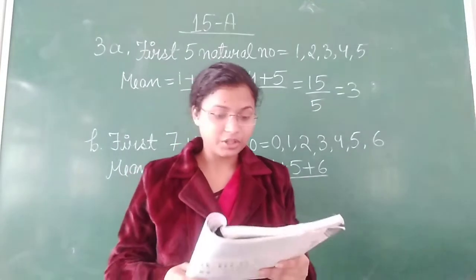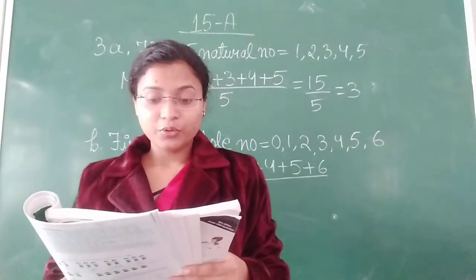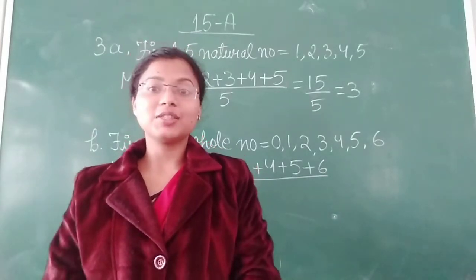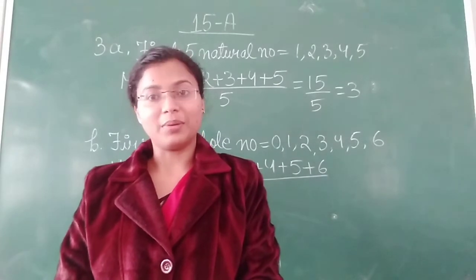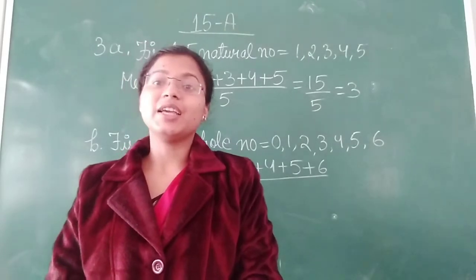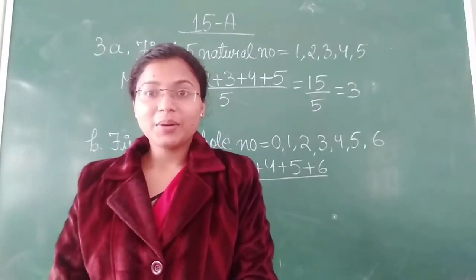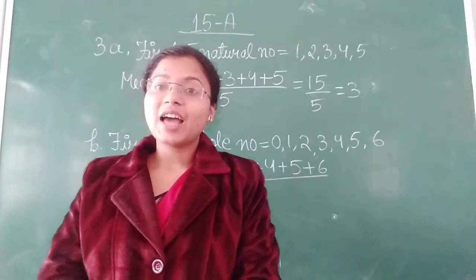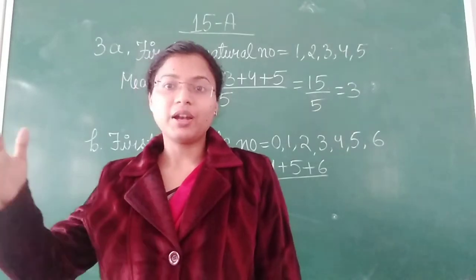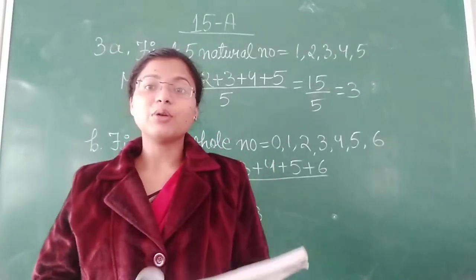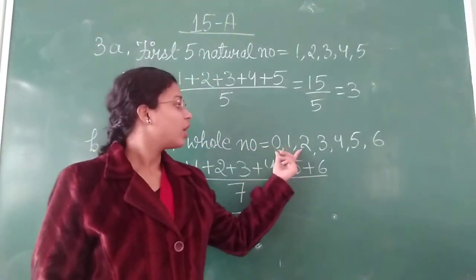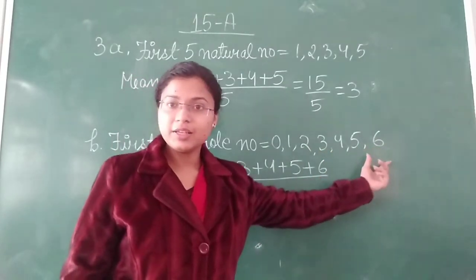In your next question it is asking you for the mean value of the first 7 whole numbers. Now for this you have to understand what a whole number is. Whole numbers are also like natural numbers, but whole numbers contain 0 also. Whole numbers start from 0 and natural numbers start from 1. Whole numbers mean 0, 1, 2, 3, 4 and so on. So it is talking about the first 7 whole numbers, which will be 0, 1, 2, 3, 4, 5 and 6.